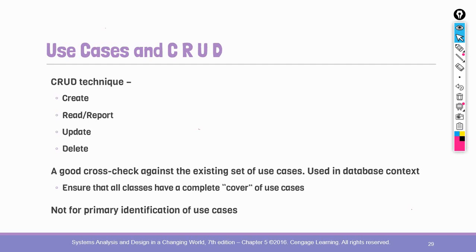The CRUD technique is most useful when used as a cross-check along with the user goal technique. Users will focus on their primary goals, and use cases that update or archive data will often be overlooked. The CRUD technique makes sure all possibilities are identified. Sometimes domain classes are shared by a set of integrated applications.